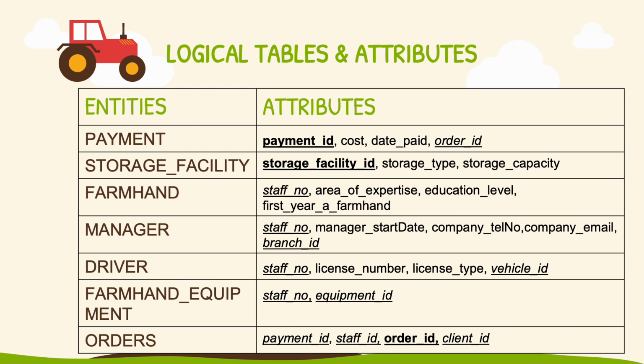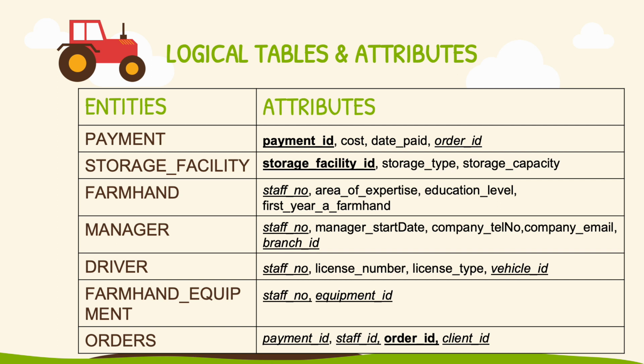As a result of the relationship between attributes, there needs to be a payment entity which takes into account the client's payment of goods or services. As a result, it has a primary key payment ID with the cost attached to it in CDs, the date the client made the payment, the status whether paid or not, and the order ID as a foreign key as a result of it being linked to the payment.